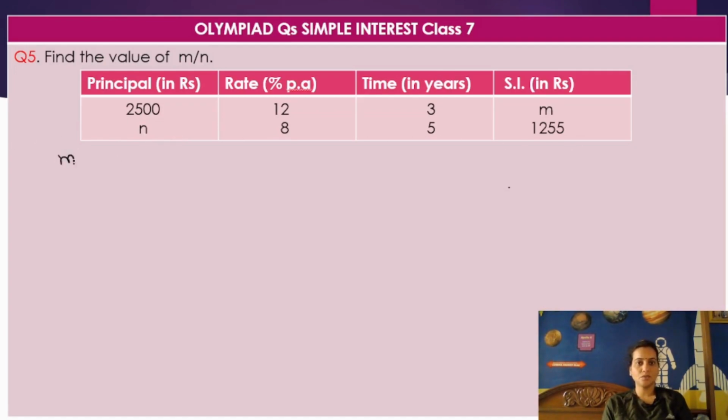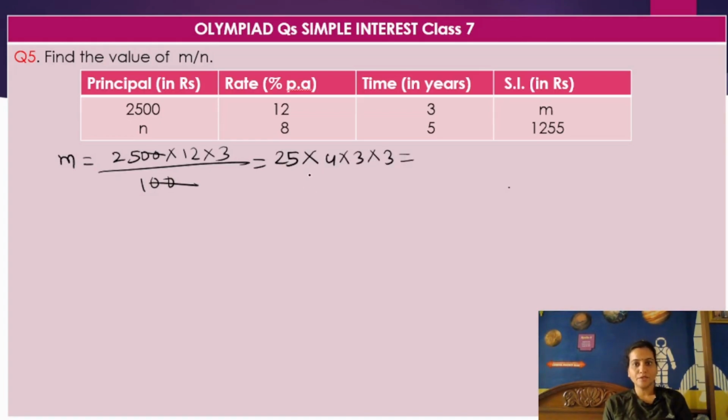सो m इज इक्वल टू, फॉर्मूला में डाल देते हैं प्रिंसिपल 2500 इंटू 12 विच इज रेट ऑफ इंटरेस्ट इंटू 3 विच इज टाइम पीरियड डिवाइडेड बाई 100. ये 0 0 कैंसिल हो गए. सो व्हाट रिमेन्स इज 25. 12 को मैं ऐसे भी लिख सकती हूँ 4 इंटू 3. So this becomes 25 into 4 is 100. 100 into this 3 into 3 is 9. So it becomes 900, right? Rupees 900.